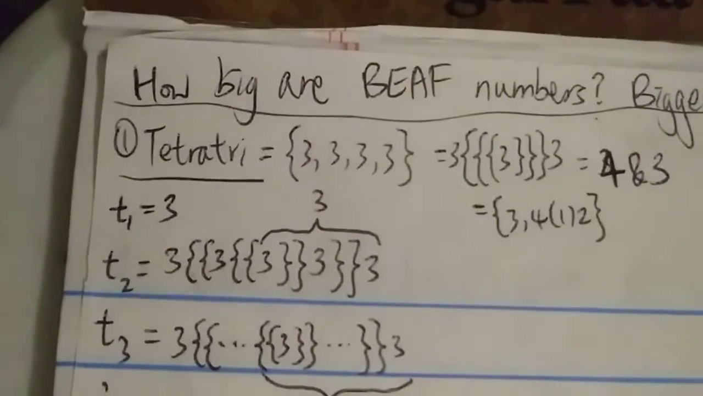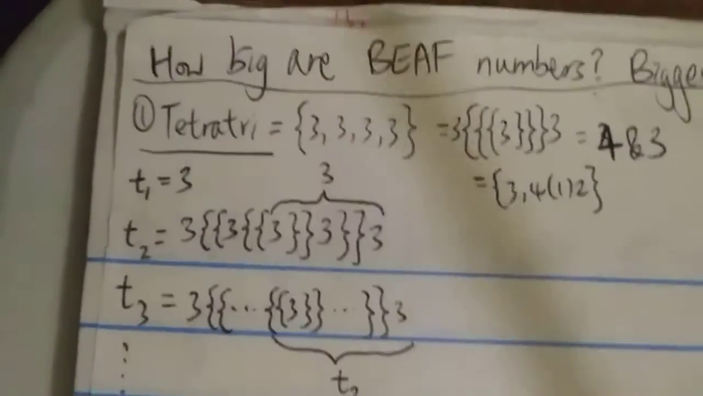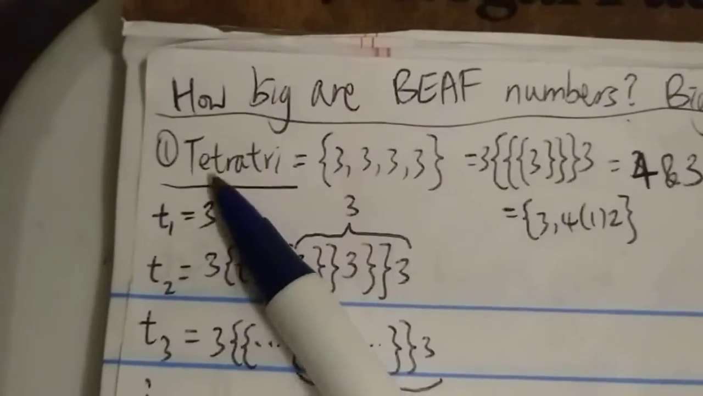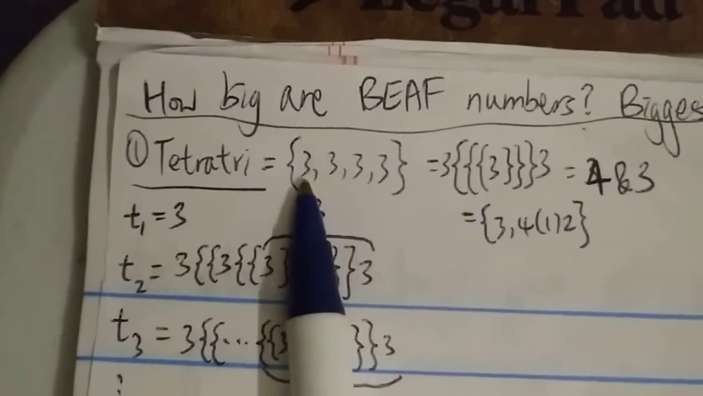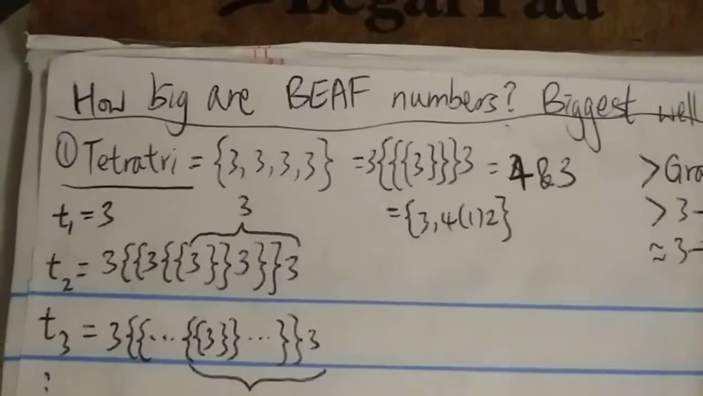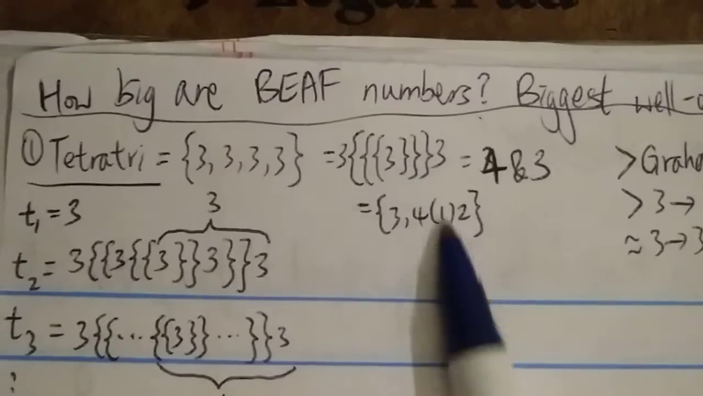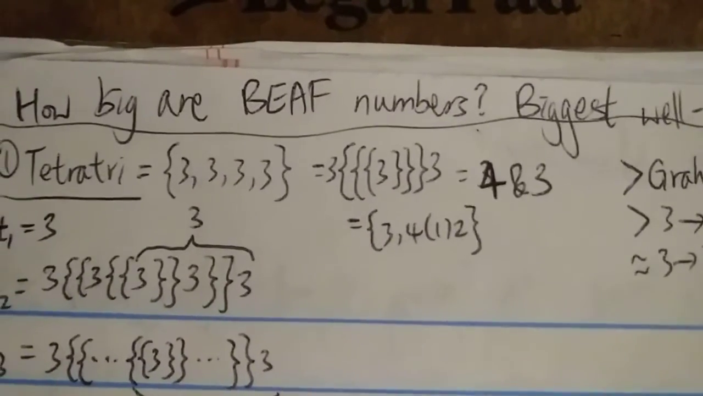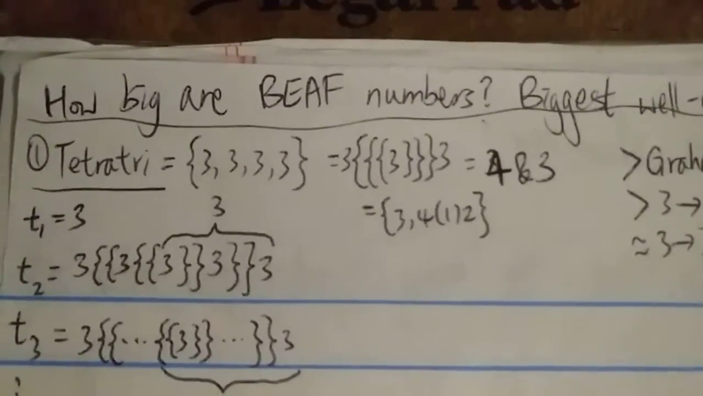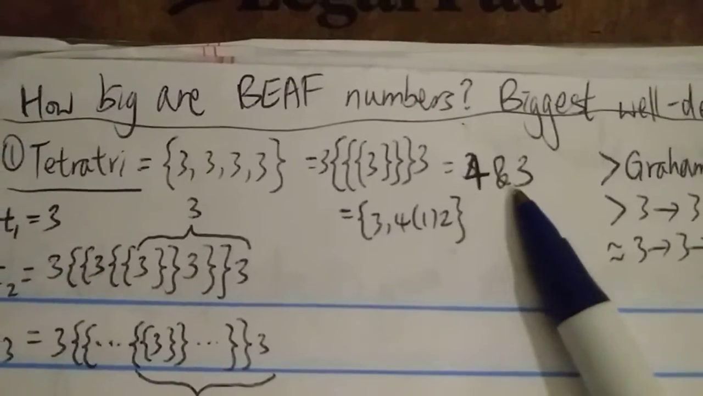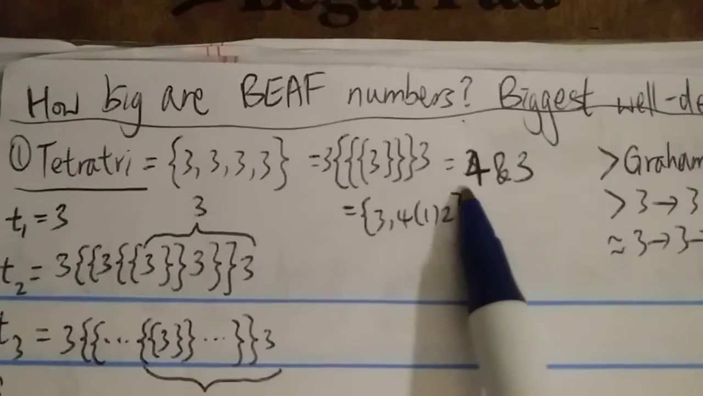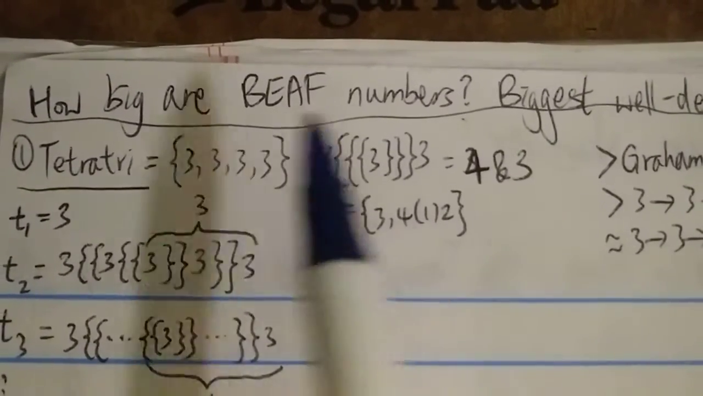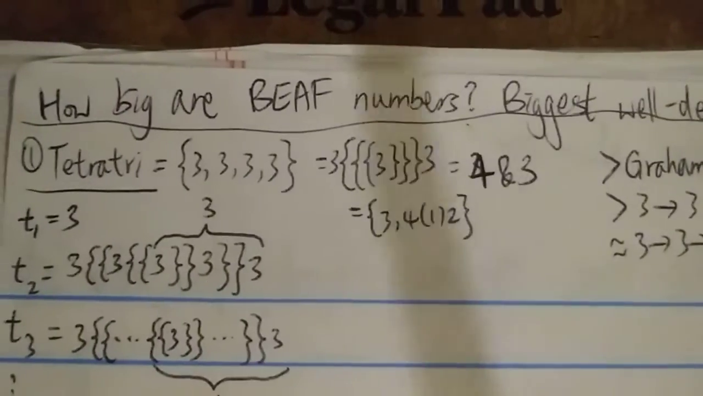The first one is the smallest. They're not exactly in order, but in general they're in order. This is the smallest one that I'm going to talk about, called Tetratri, which is 3333 with four threes. You can also write it this way and this way, and the interesting thing about BEAF is that you can write a number in multiple ways. You can also write it as 4 and 3, and this is actually the array operator. So basically this is 4 array of 3. It means there are four threes in here, pretty straightforward.